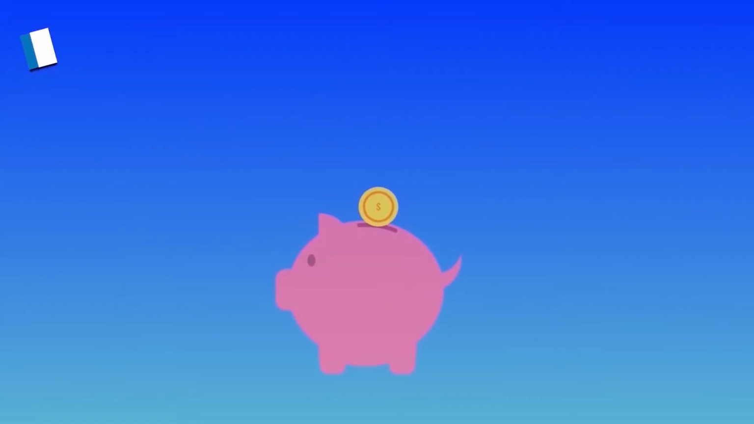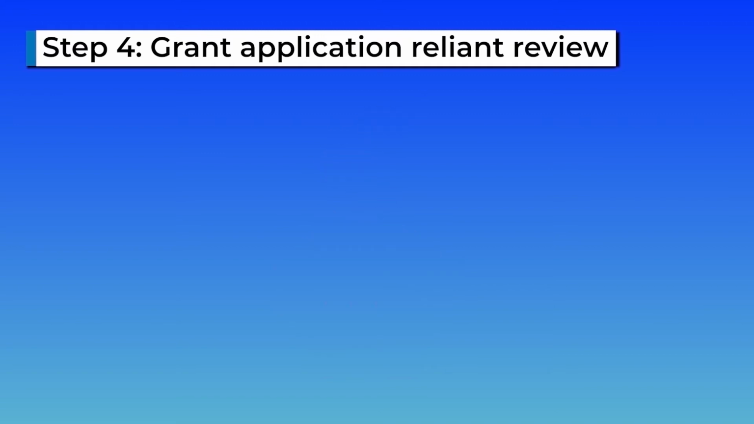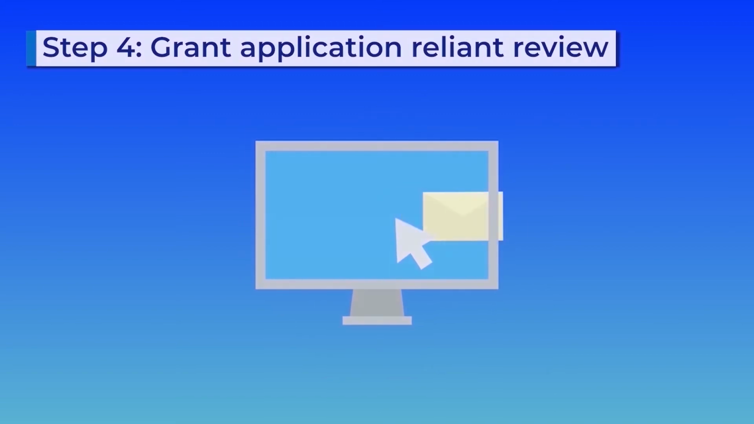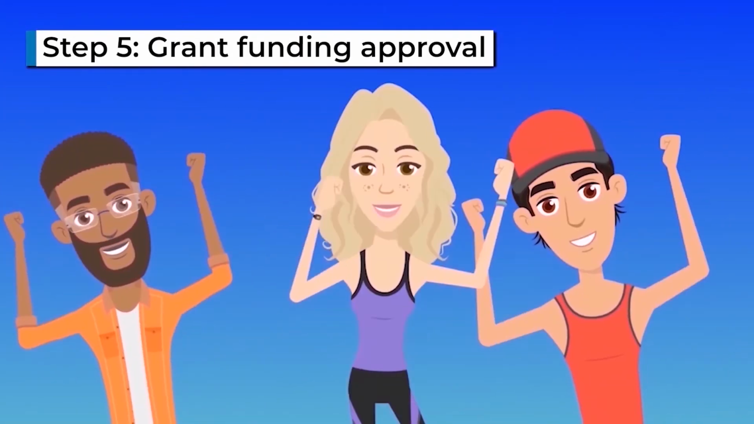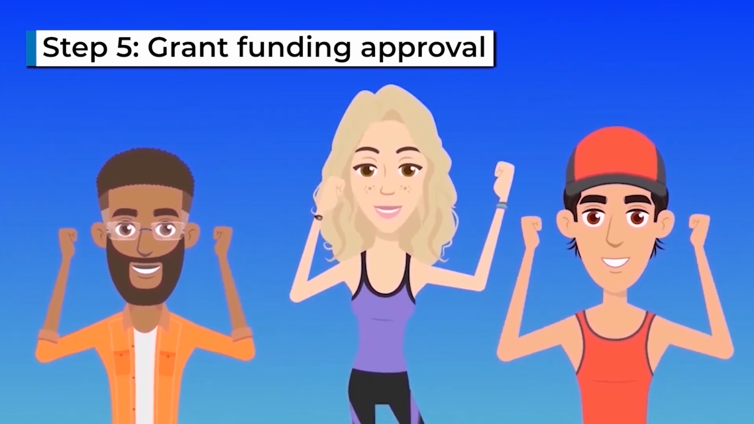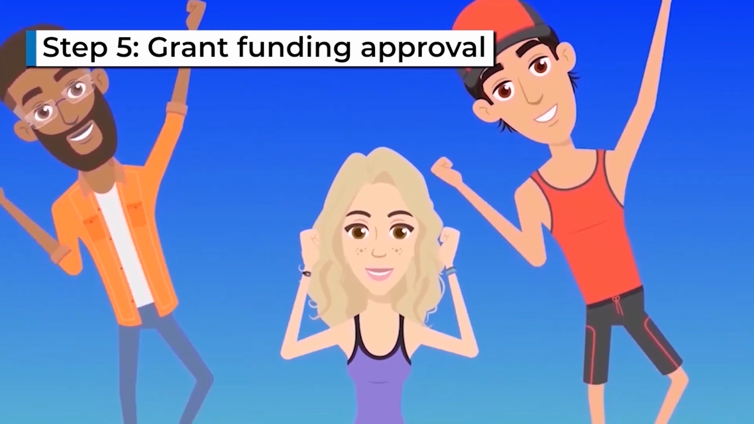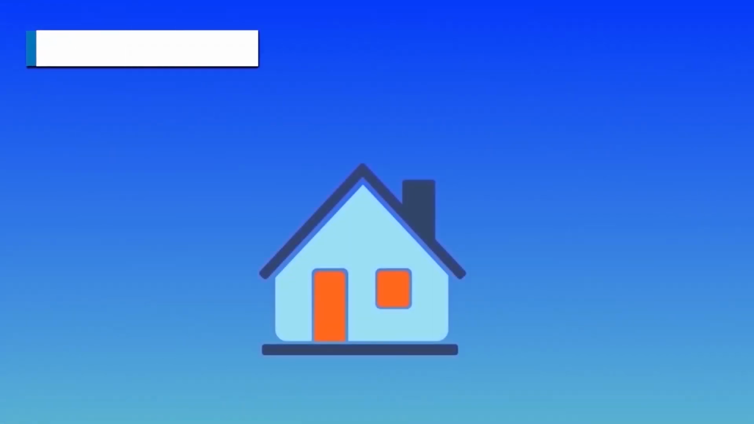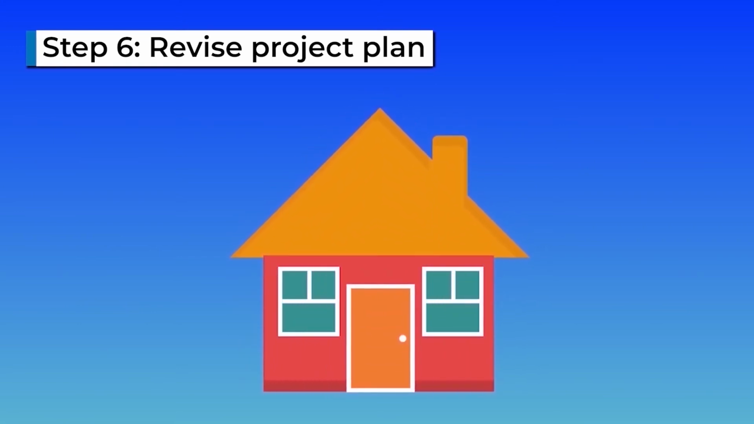Step 4 is the review process for grant application reliant. Council officers will review the documentation provided, and if the project is supported, then a letter will be provided supporting your grant application. Step 5 is grant funding approval. If your organisation is successful in obtaining a grant, then you should contact Redlands City Council immediately to advise them of your success. Step 6 is to revise your project plan. If after your grant application has been successful, any of your final plans, costs and supporting information has changed, you will need to send it in to council as the revised project plan.